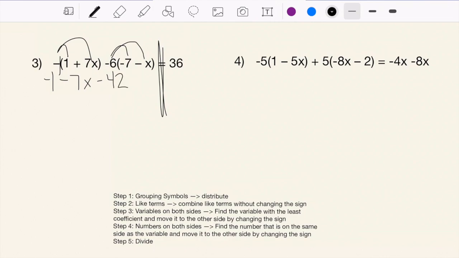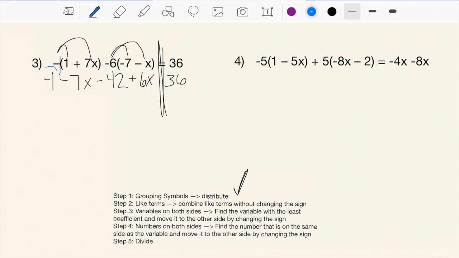And then negative 6 times negative 8 will give us positive, or x, sorry, not 8. Negative 6 times negative x will give us positive 6x. So that's step 1. Step 2, like terms. So we look and we see if we can find any like terms. If you look at this side, there is a lot we can combine.